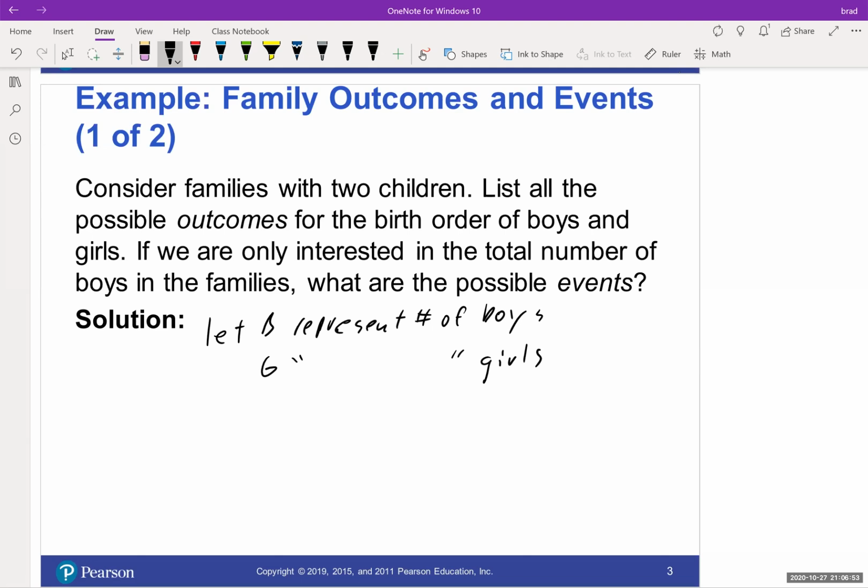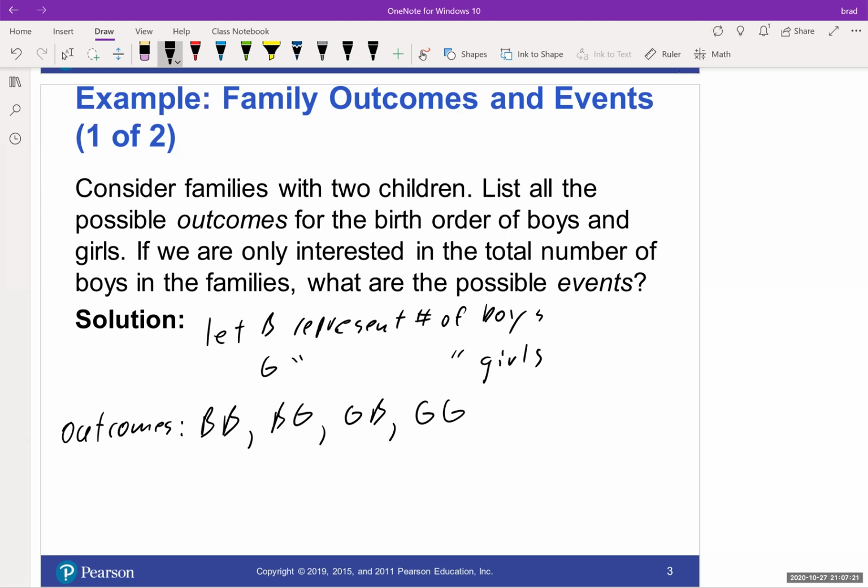Okay, so there are four different possible birth orders, or outcomes. First thing that could happen, there could be a boy and then another boy born. There could be a boy and a girl born. There could be a girl and a boy born, or there could be a girl and a girl born.